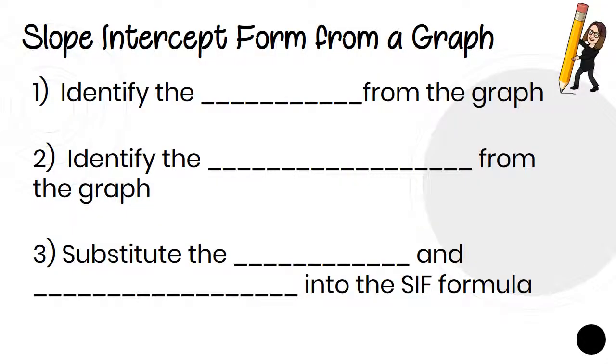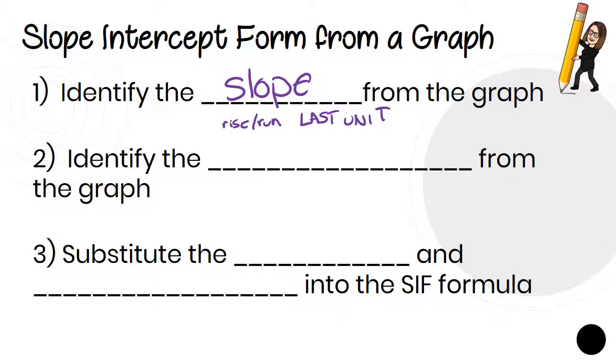All right, let's take a look at the first tab that's called Slope Intercept form from a graph. We are going to fill in the blanks provided to you. The first step is to identify the slope from the graph. So you're going to count the rise over run, which is what we did last unit, okay? So identify the slope.